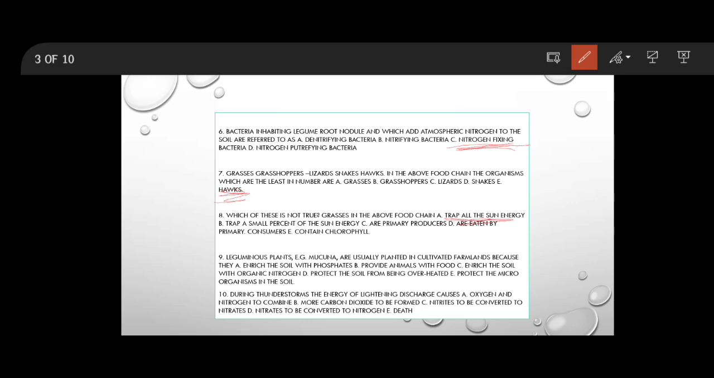Provide animals with food. Although a leguminous plant provides animals with food, the reason why it is being planted is because it has nitrogen fixing bacteria in its root. Leguminous plants usually have nitrogen fixing bacteria in their root nodules, which help to enrich the soil by providing organic nitrogen. Therefore, the best answer here is option C.